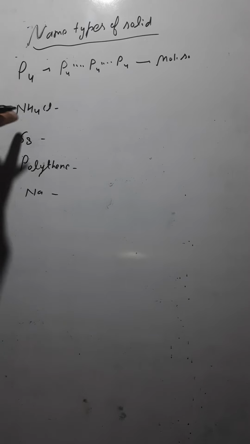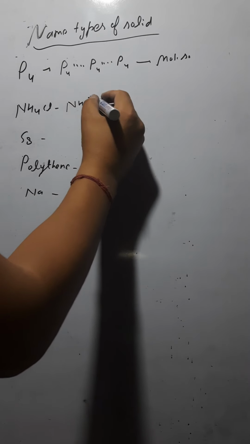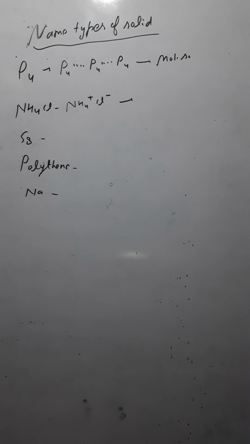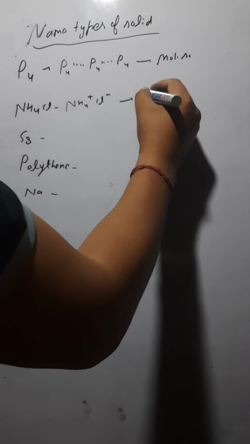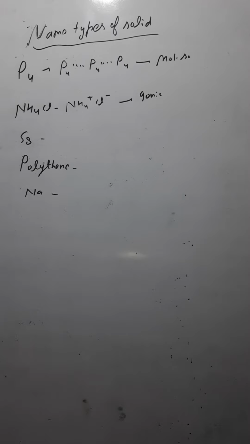Then you have NH4Cl. It is in ion form. It can be written as NH4 positive and Cl negative, isn't it? So hence you would be calling NH4Cl, that is ammonium chloride, an ionic solid. So NH4Cl is an ionic solid.